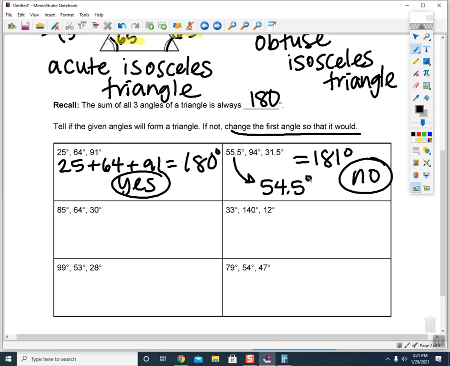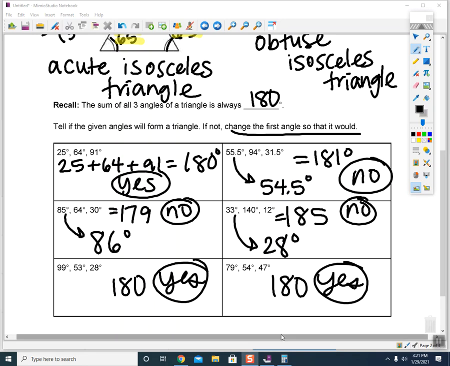So go ahead and finish the other 4 on your own, and then come back and check when you're done. All right, so the next 2 would have been a no, they would not have formed a triangle. 85 should have become 86 degrees, and then 33 should have become 28. And then the last two would have formed a triangle.